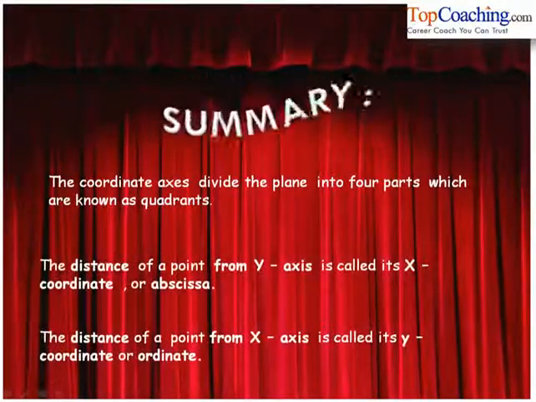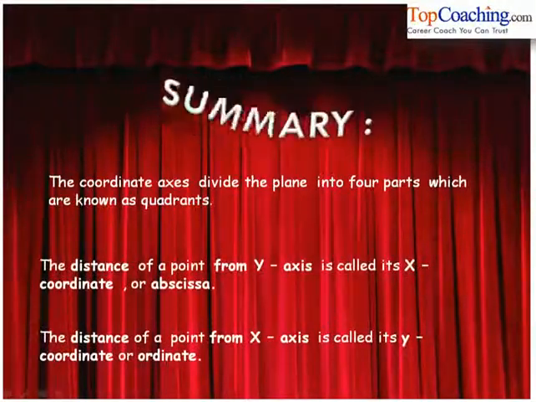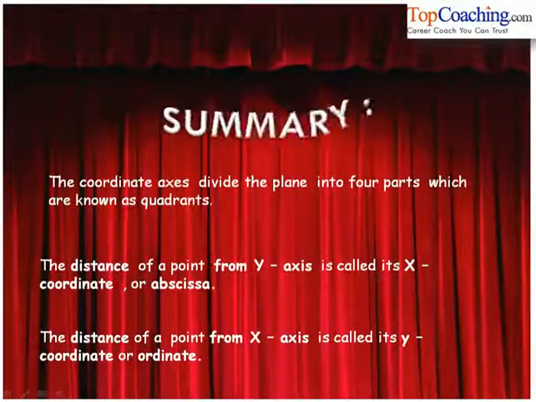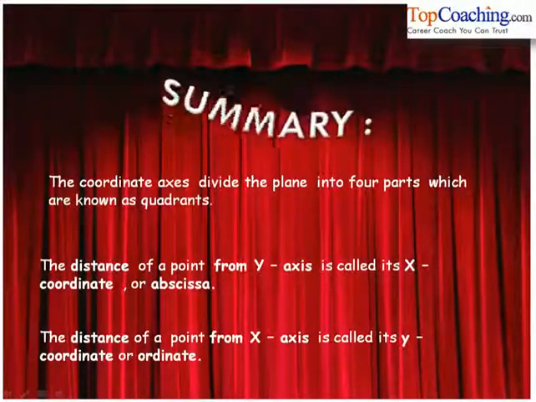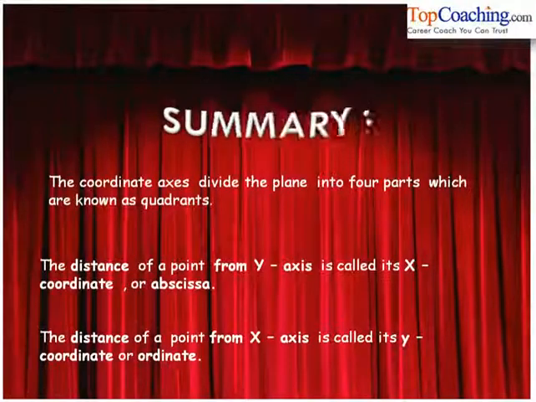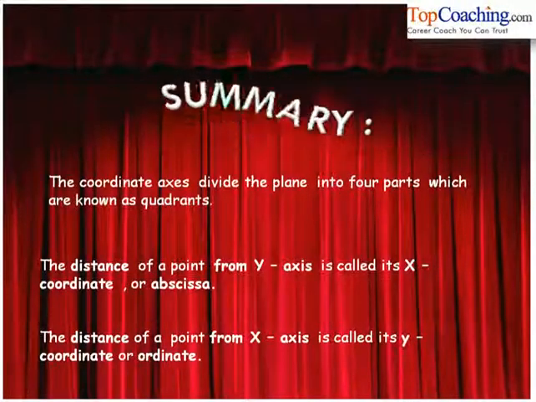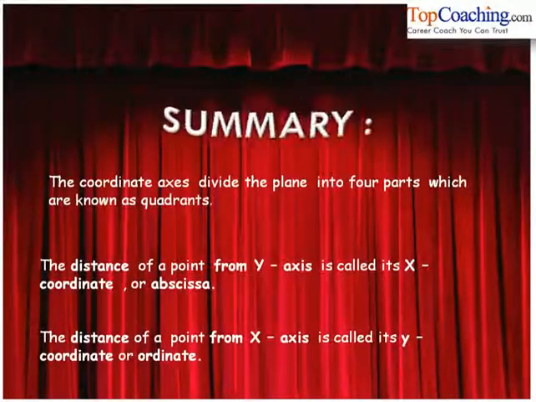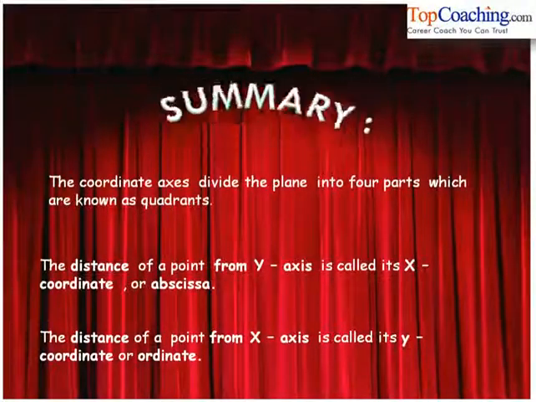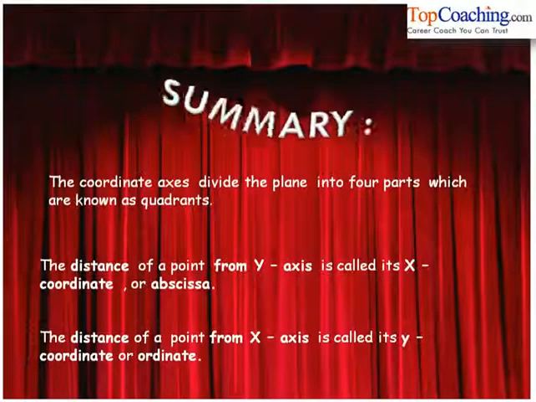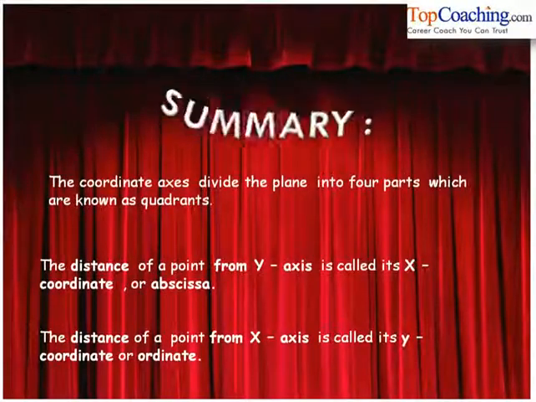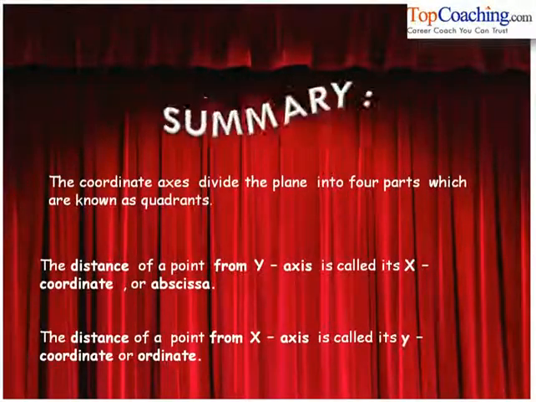The distance of a point from the y-axis is called its x-coordinate or the abscissa, and similarly the distance of a point from the x-axis is called its y-coordinate or the ordinate. So the distance of any point from the y-axis is known as the x-coordinate or the abscissa, and similarly the distance of a point from the x-axis is called its y-coordinate or the ordinate.